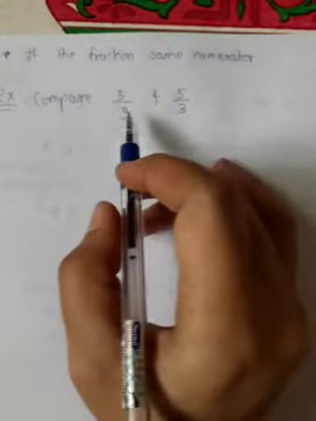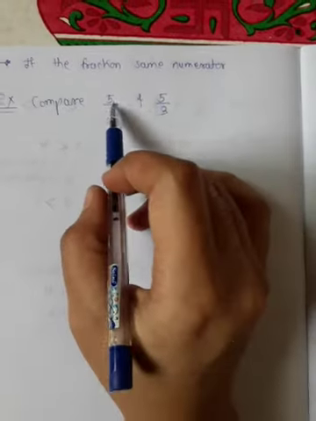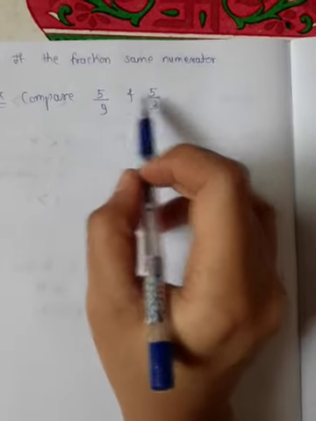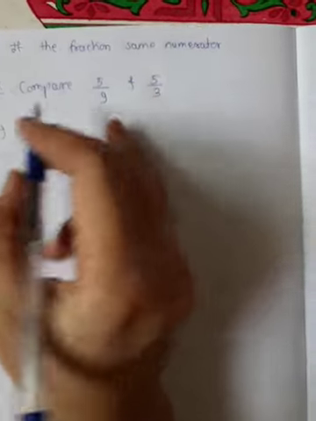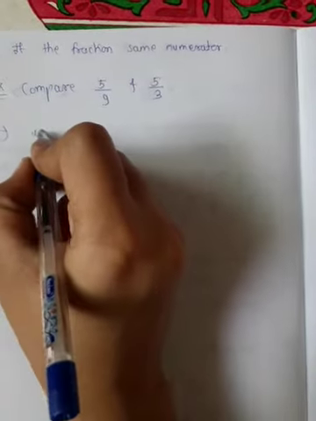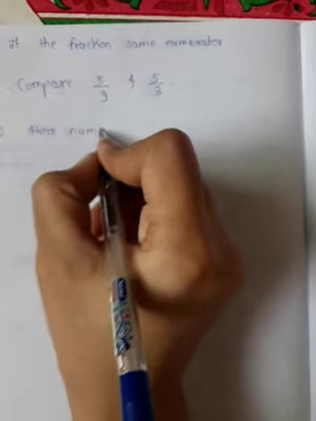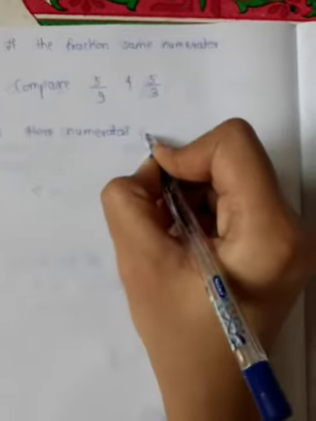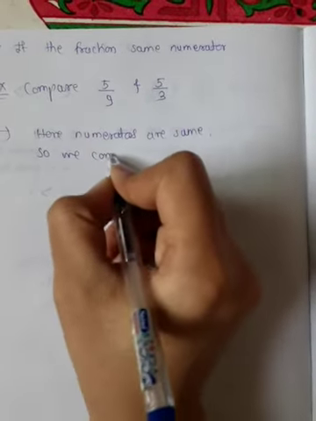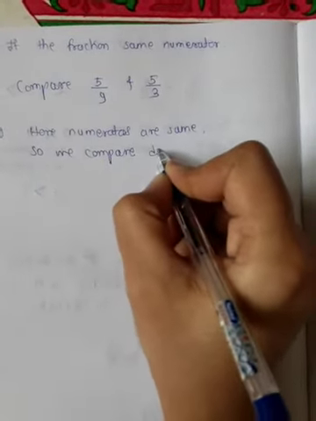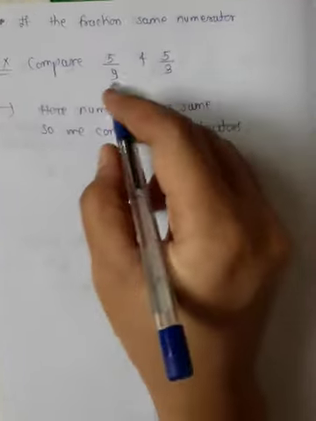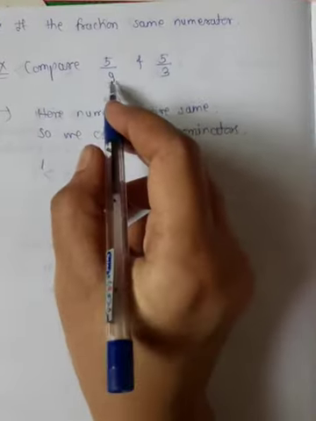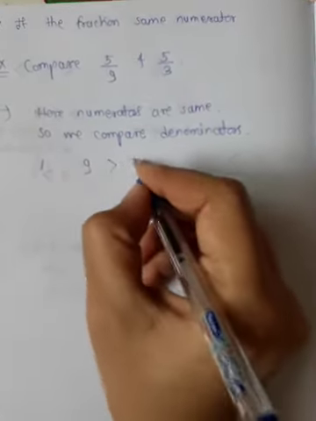You can observe that in these two fractions the numerators are the same. The numerator of the first fraction is 5 and the numerator of the second fraction is also 5. So if the numerators are the same, then we compare the denominators. When we compare the denominators, what do we get? We get that the denominator 9 is greater than 3.